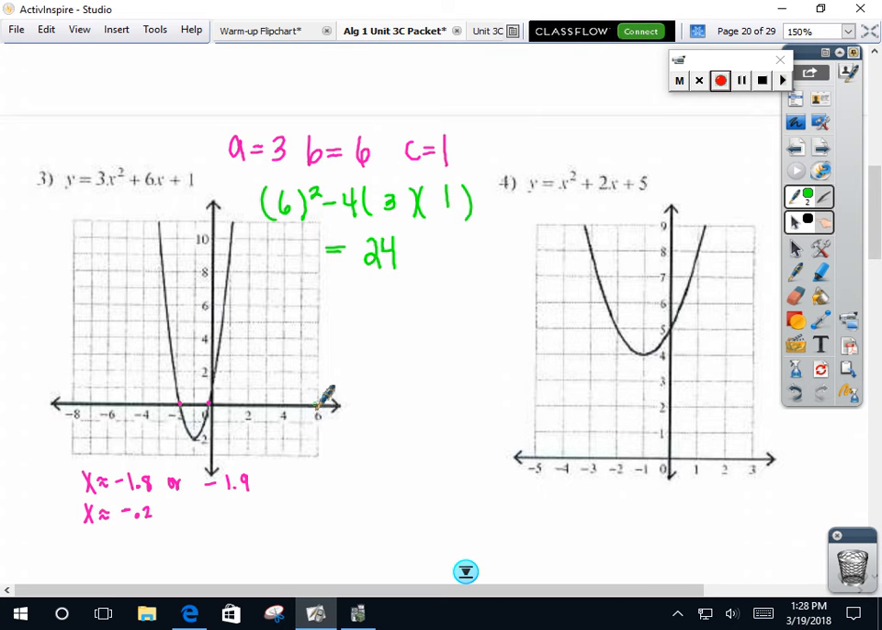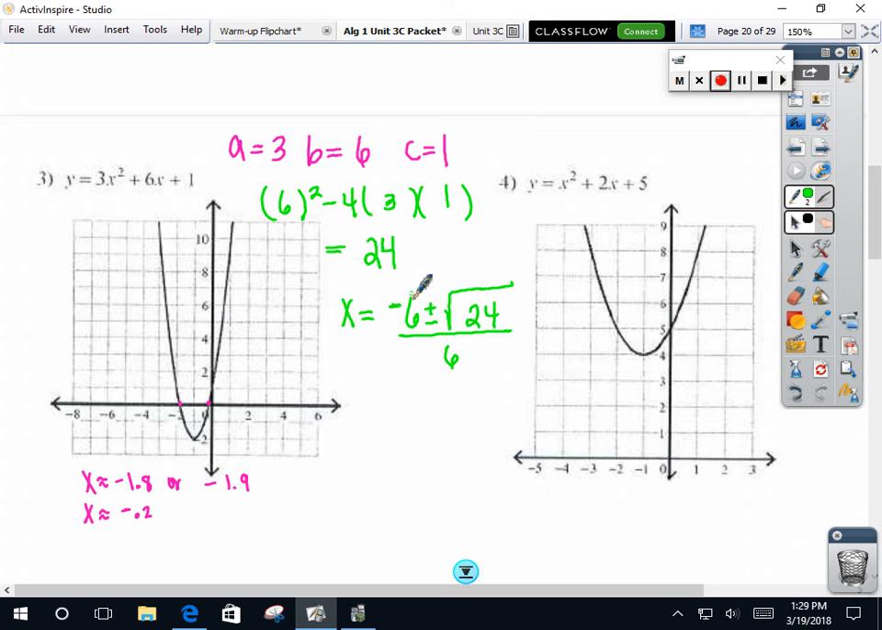24. Okay, now, if your discriminant turns out to be a positive number, that means there's going to be two solutions. Well, we already knew there were going to be two because we see it cross the x-axis 2 times. Now, to find the exact location of those two x-intercepts, you continue on with the quadratic formula, which is x equals negative b plus or minus the square root of b squared minus 4ac, which we already did and got 24, all over 2a. A is 3, so that is a 6.